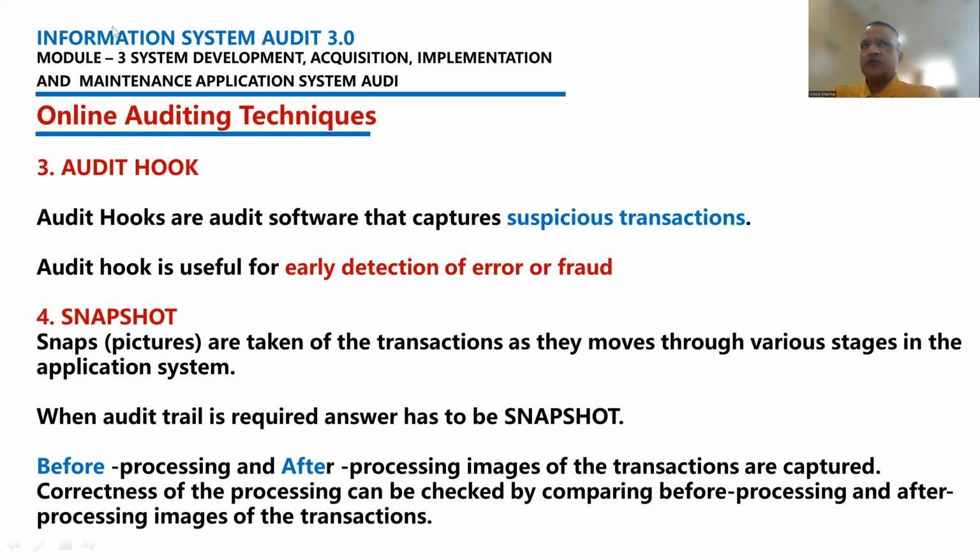The purpose of all the online auditing techniques is to find out the suspicious transactions, or transactions which are not authorized to be passed through the system. Audit hook is used for early detection of error or fraud. If you want your system to tell you beforehand about any fraud or error, you should use audit hooks. These are basically special codes and special software included in the main program, and they help in detection of suspicious transactions that may not take place in the normal course of processing.